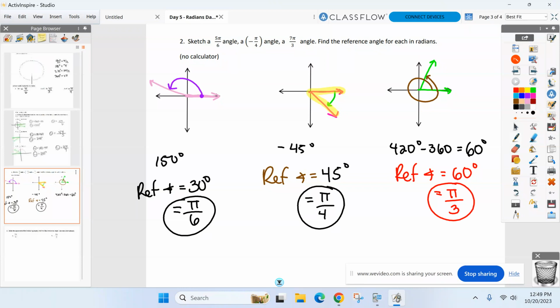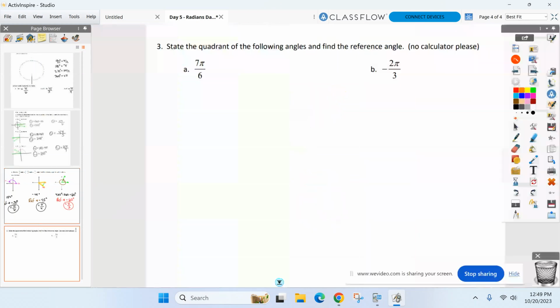All right, any questions working with these before we get to these last two? You should probably have enough time to complete the assignment today. I think we can do this without even graphing now. State the quadrant and the reference angle. 7 pi over 6. Can we quickly put that into degrees? Pi over 6 is 30. 30 times 7 is 210. There it is.